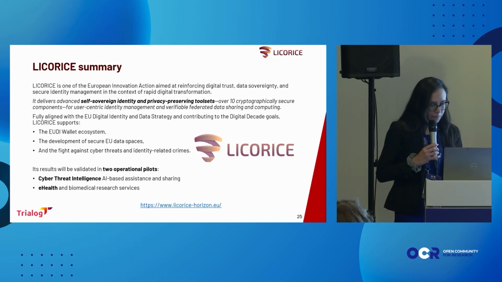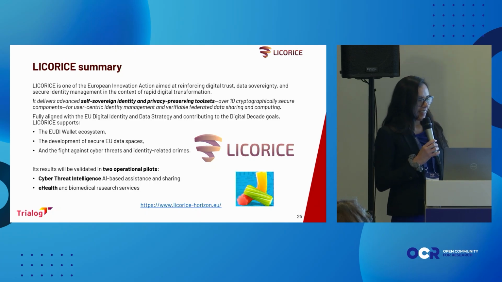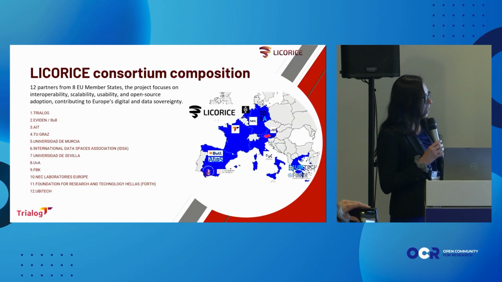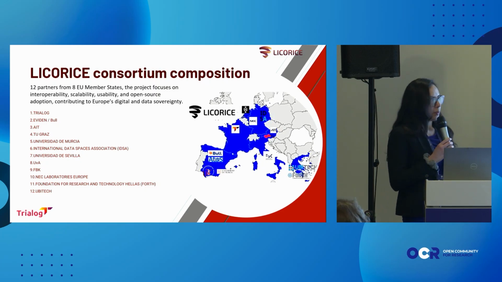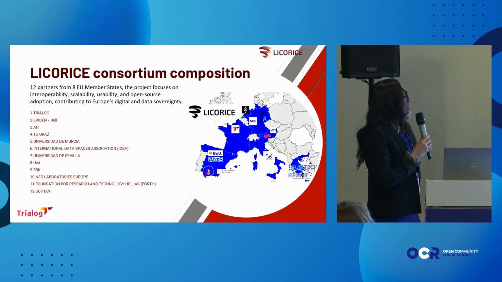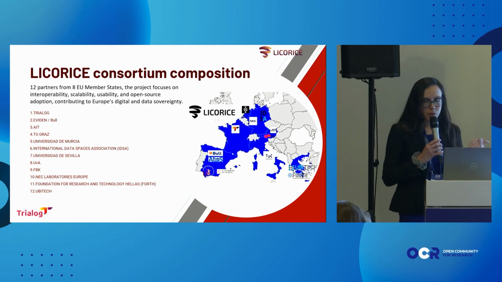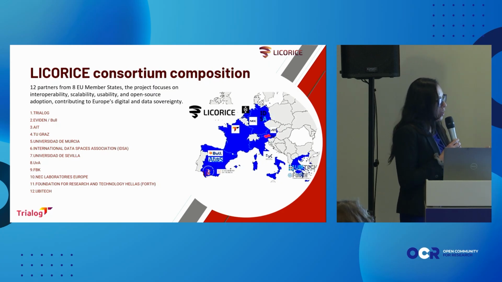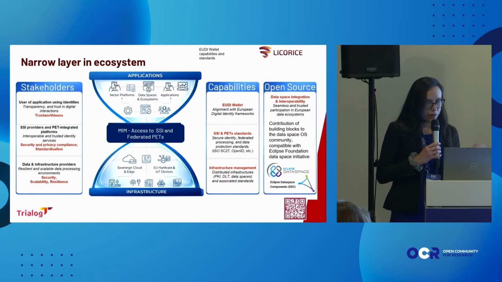The project is fully based on sovereign identity and privacy-preserving tool sets. We have 12 partners. Now we can say 13, because we have one that counts for two. They are all distributed in 8 different member states. And the focus, once again, is interoperability, scalability, usability. One of the purposes is, of course, to have open source adoption, which I'm going to explain with my Hourglass model here.